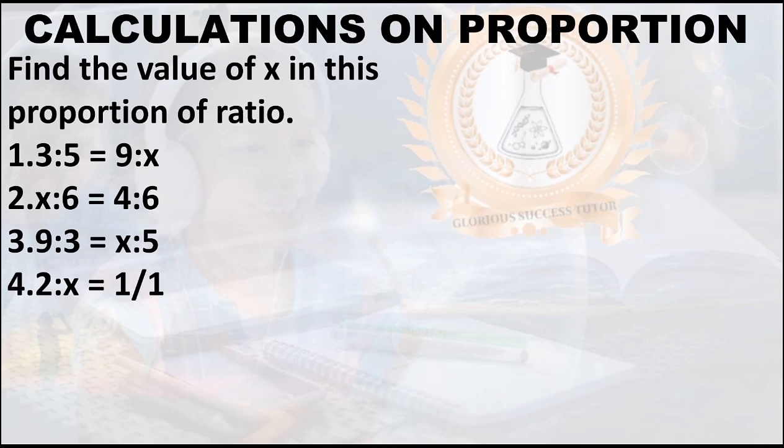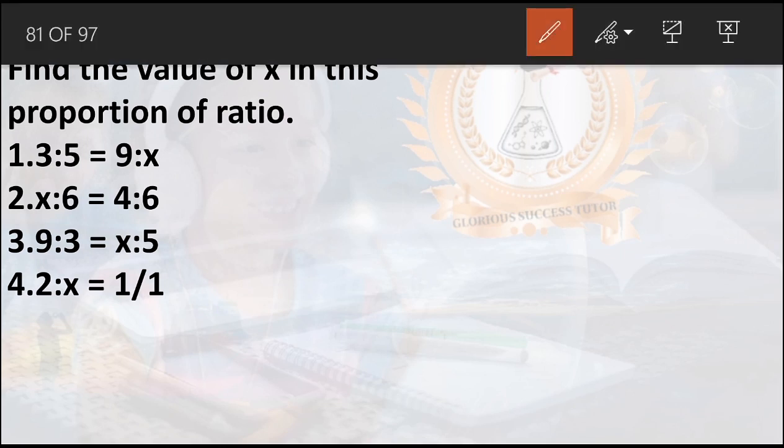Okay, we're given some questions. Sorry, let me correct it. This is not correct. The correct one should be these. Excuse me, let me write it clearly, because these are plural, these are more than one. So now find the value of x in these proportions of ratios. Now 3:5 equals 9:x, x:6 equals 4:3, 9:3 equals x:5, and then 2:x equals 1:1.